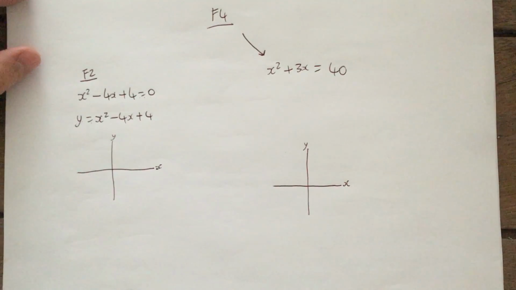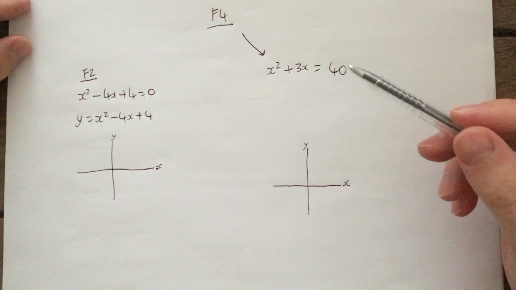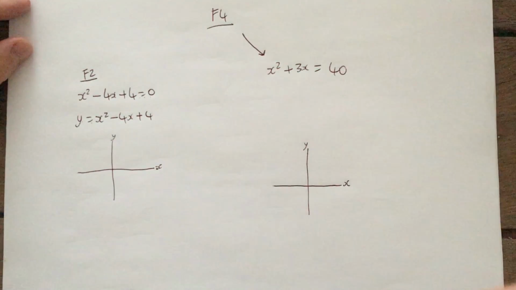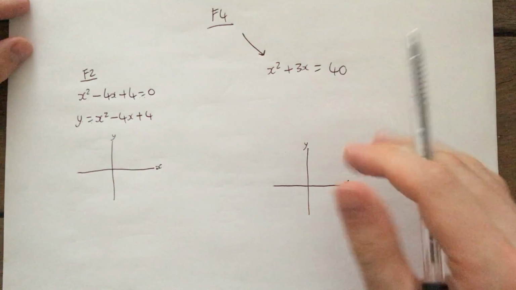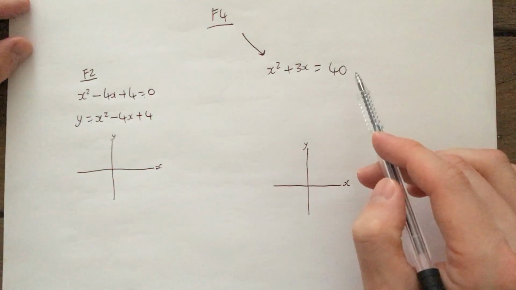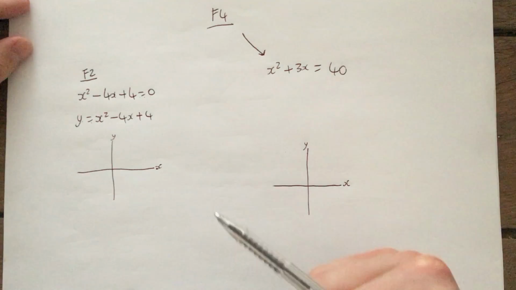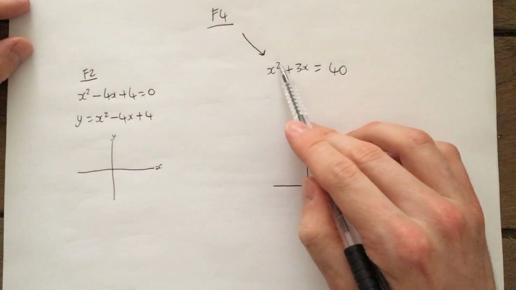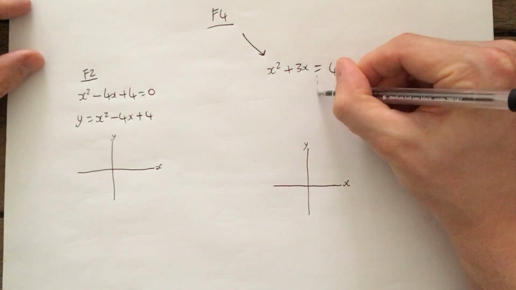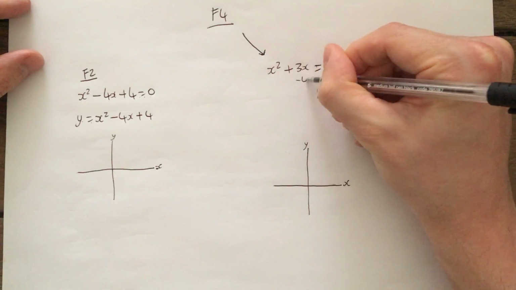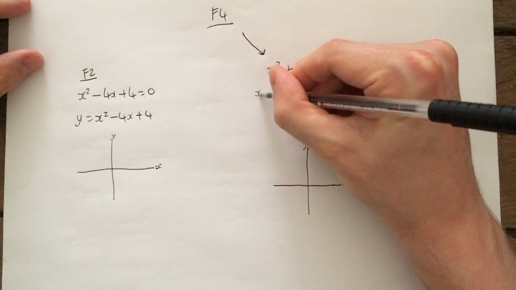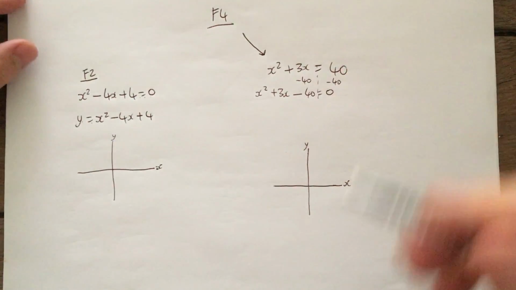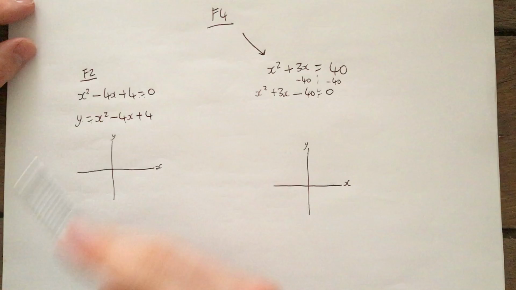So the first step you must do with this question here, with all of F4, is rearrange it so that it does equal 0. It's imperative that your equation must equal 0 for you to then factorise it and solve it. Okay? So this one was already done for us. This one isn't. So a simple little step. I will minus 40 onto both sides. So x squared plus 3x take away 40 equals 0.